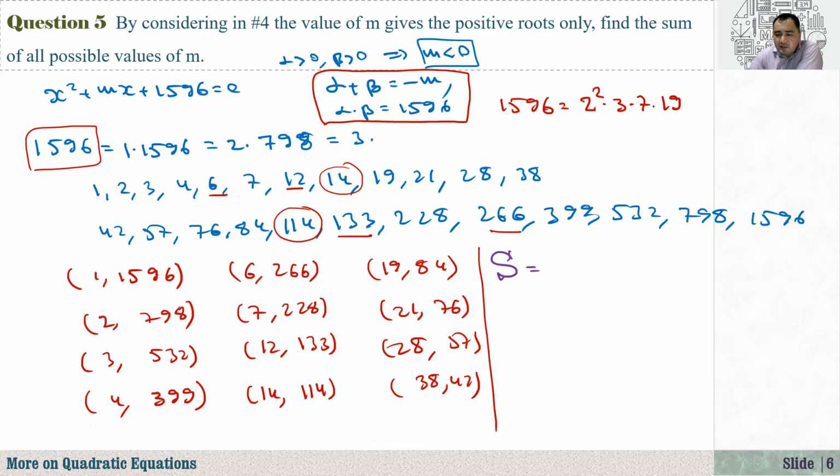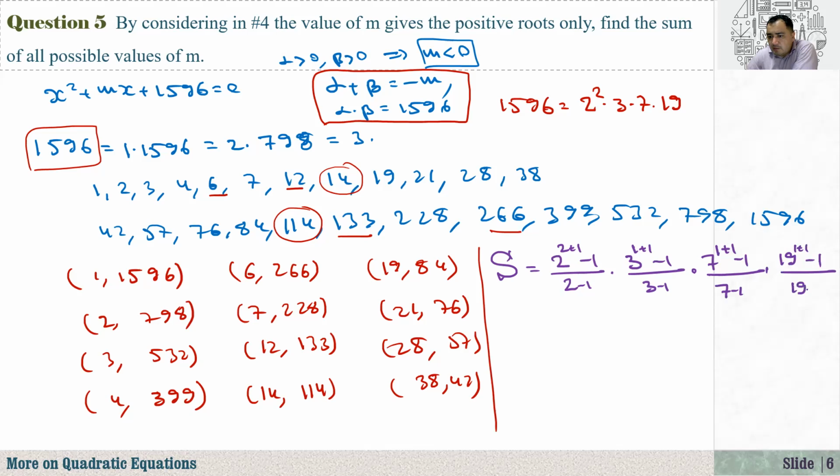S is equal to, the first one is 2 to the power of 2 plus 1, minus 1, over 2 minus 1. And the second one is 3 to the power of 1 plus 1, minus 1, over 3 minus 1, times 7 to the power of 1 plus 1, minus 1, over 7 minus 1, and 19 to the power of 1 plus 1, minus 1, over 19 minus 1. Okay, so now we need to calculate this.